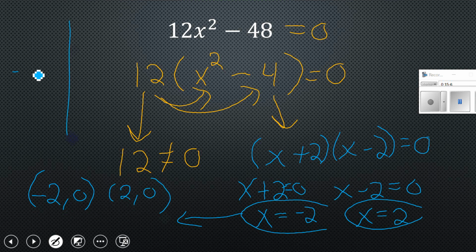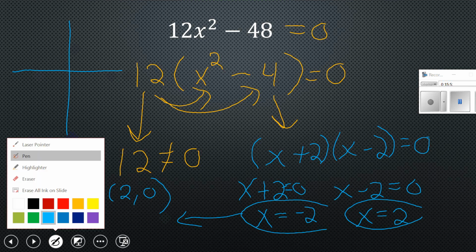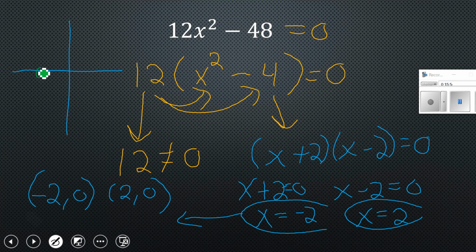So if you were to look at a graph, and you could use your graphing calculator to check that, what you're going to see is this thing is going to cross at 2 points. It's going to cross at negative 2, 0 and at 2, 0. And since we have a positive term up front, it's going to open somewhat like this. So you're going to see a graph similar to this if you graph the original one or the factored version.